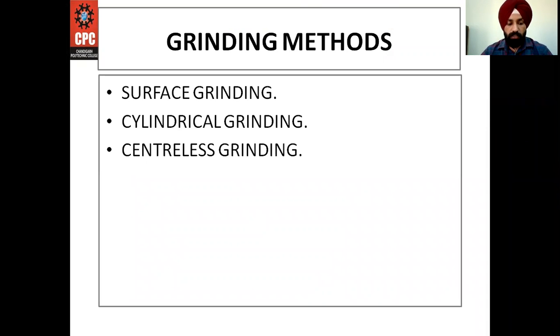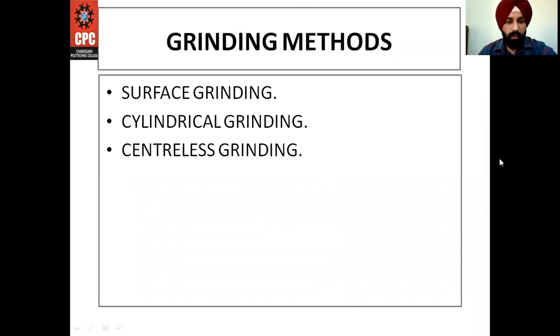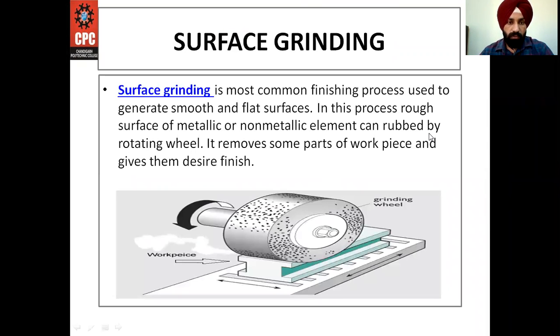The grinding methods which are performed on grinding machines include the grinding of external and internal cylindrical surfaces, tapered and formed surfaces, gear teeth, threads, and others, using appropriate wheels and fixtures for each job. The main grinding methods are, number one, surface grinding, then cylindrical grinding, and last is centerless grinding. First of all, we start with surface grinding.